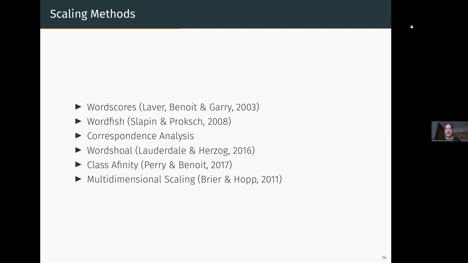Wordfish doesn't have just a single dimension and puts it on whatever it thinks is the main dimension. There's correspondence analysis, there's Wordshoal, there's class affinity, multidimensional scaling, all kinds of things that do roughly the same. Yeah, so they scale something.